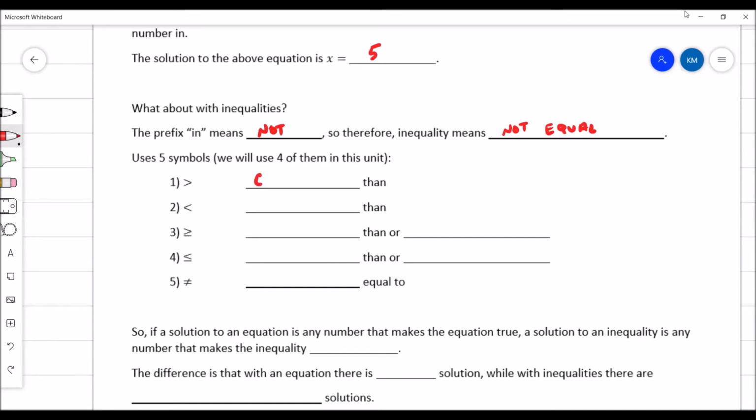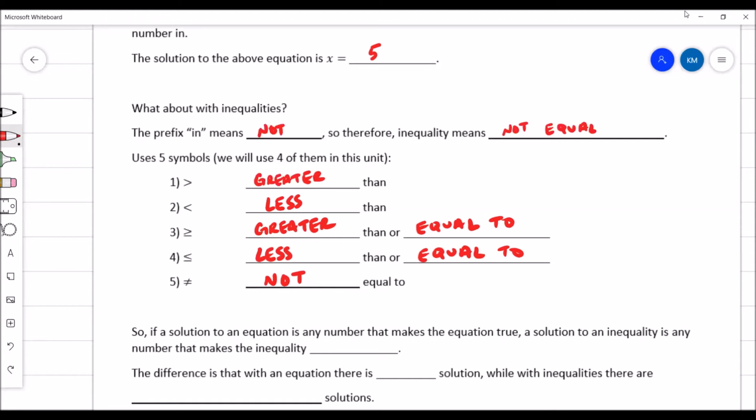Okay, this is going to be greater than, less than, greater than or equal to, and then less than or equal to. And then finally, this one you'll see is not equal to. Okay, just crossing out an equal sign.